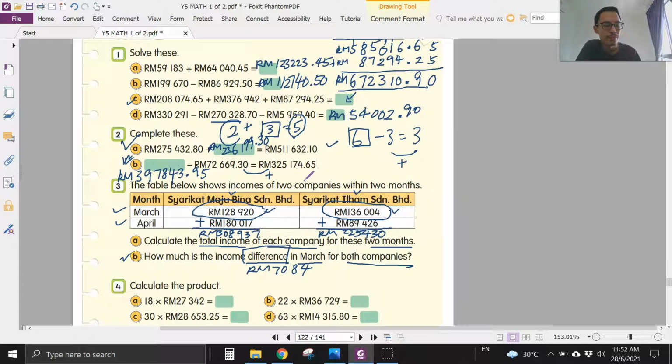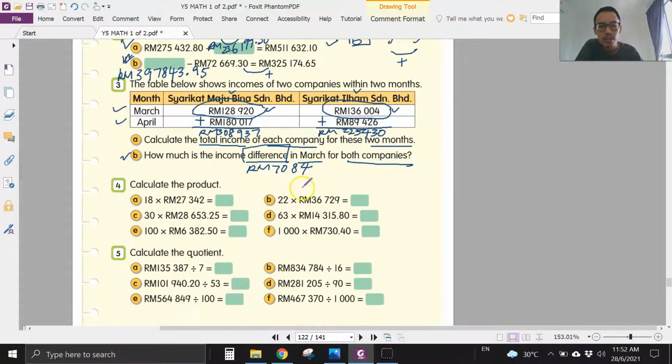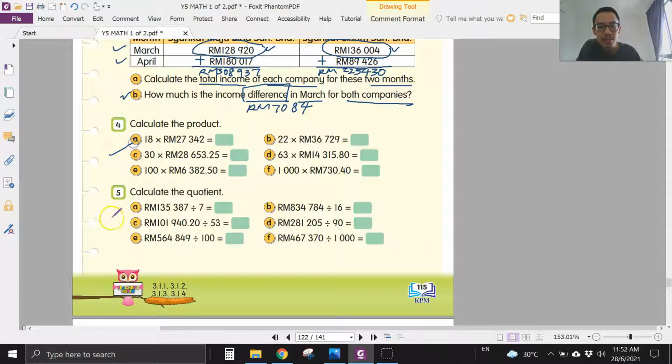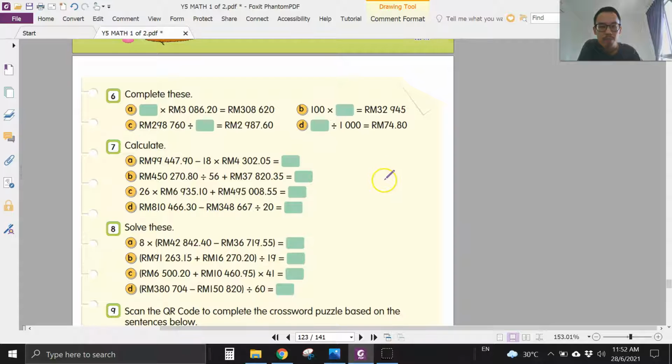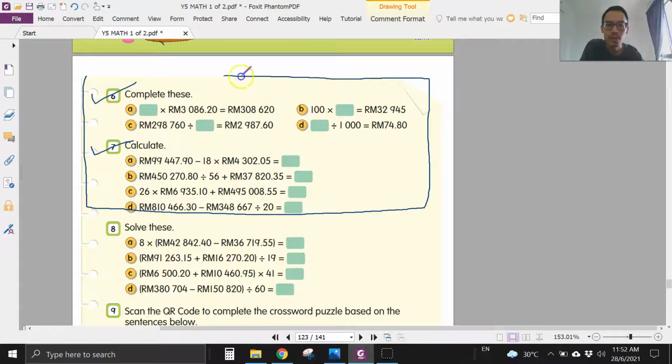Okay? Alright, for today's homework, I'll skip this and this, so you no need to do times and divide. Okay, let's move a little bit faster. I want you to try this. You have to know how to find the unknown, and also for mixed operation. For today you only have to do number 6 and number 7. So altogether there are 8 questions.